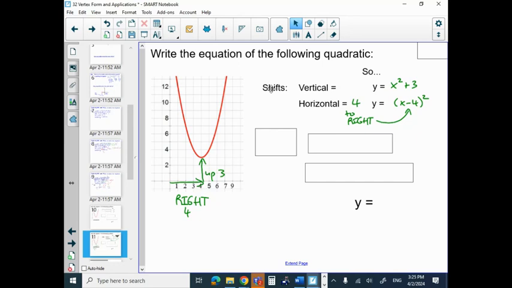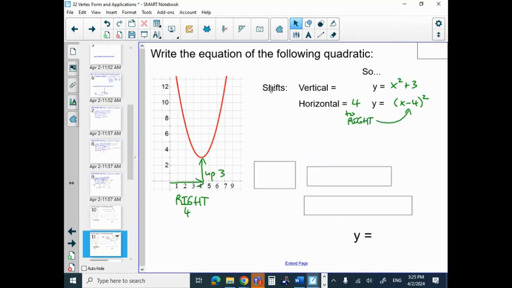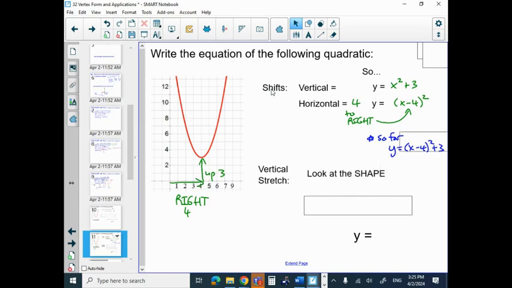If we wanted to combine those for now, we totally could. So far, we'd have y equals (x minus 4) squared plus 3. And then we'd have our vertical stretch, not shift, vertical stretch. If we focus on the shape of this one, we look here and we see that it goes over 1, up 1, and then over 2, up 3, just like normal, right? So 1, 1, and then 1, 3, and so on.